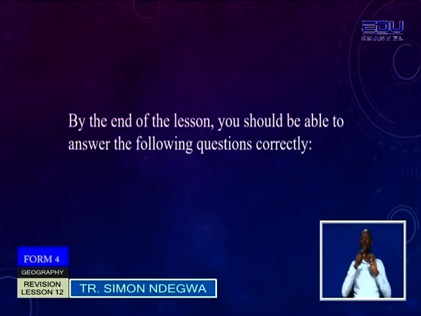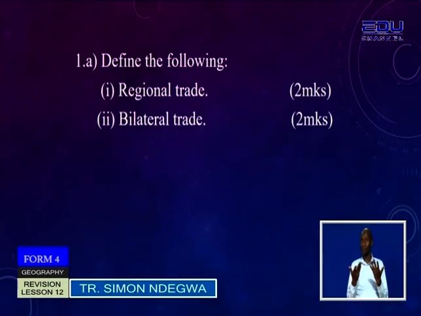By the end of this lesson, you should be able to answer the following questions on trade correctly. The questions we are talking about is question number 1A: define the following. Roman 1, regional trade, which is allocated 2 marks, and Roman 2, bilateral trade, which is allocated another 2 marks.